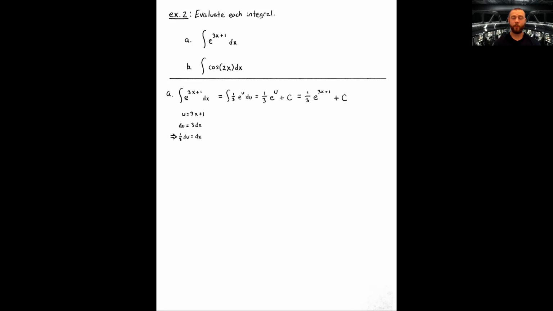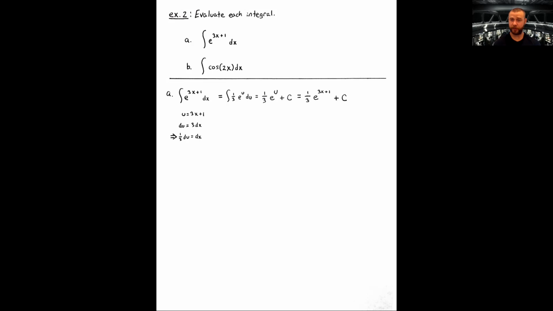No problem. We can solve for dx, divide the 3 over, to express that as 1/3 du equals dx. And now you can rewrite your integral as the integral of 1/3 e to the u du. At that point, we know the antiderivative for the exponential function itself. So we get as our antiderivative 1/3 e to the u plus c, and we back substitute u in terms of x. So we get our antiderivative, 1/3 times e to the 3x plus 1, plus your constant c.